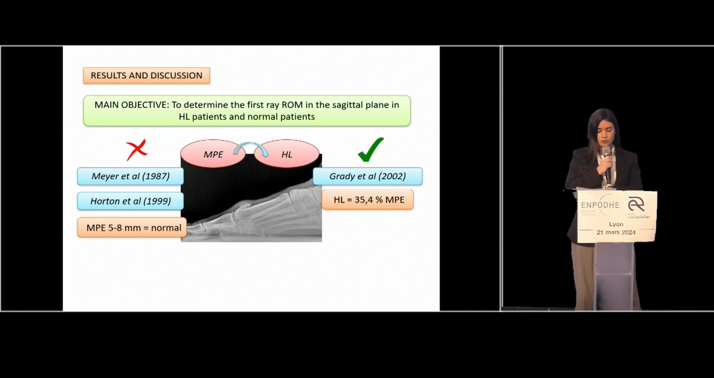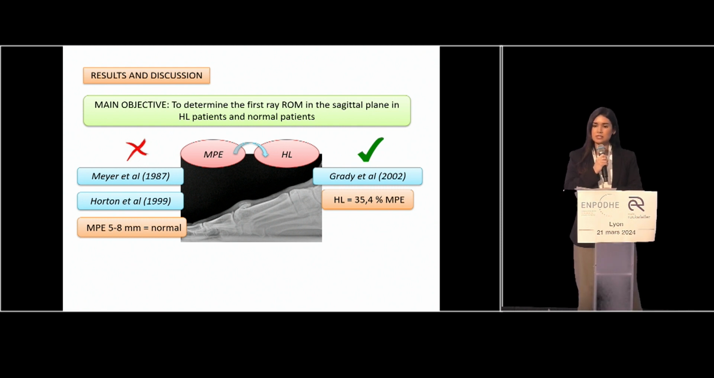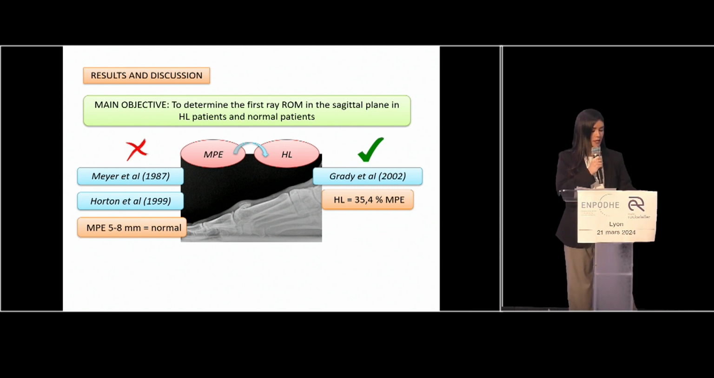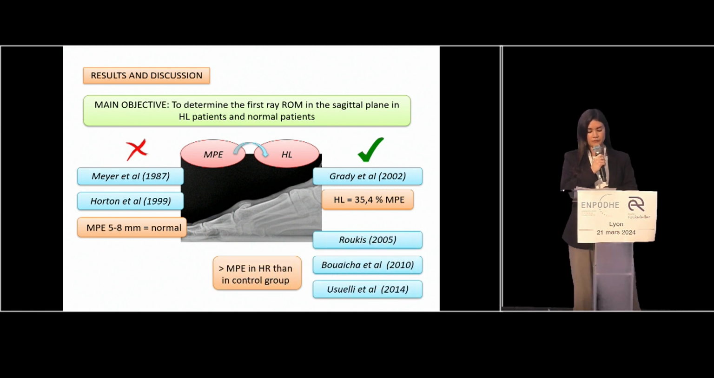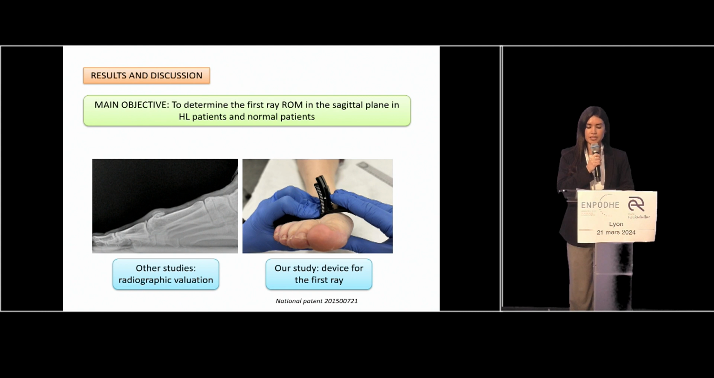On the contrary, Grady observed that patients with Hallux limitus present metatarsus primus elevatus as an etiological factor. And there are others that reveal that there was more presence of metatarsus primus elevatus in the Hallux rigidus group than in a control group. When the authors studied the dorsiflexion of the first ray, they did it by a radiographic valuation, unlike our study, in which we did a clinical examination with a device of the first ray. This is why it's very hard to compare our results with them.